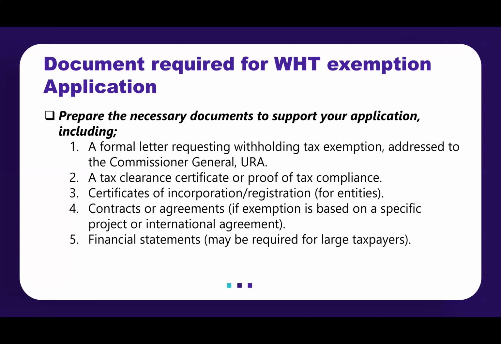So what is the procedure? What are the documents? The documents required for withholding tax exemption application include a formal letter requesting for withholding tax exemption addressed to the Commissioner General, a tax clearance certificate or proof of tax compliance, certificates of incorporation, registration, contracts or agreements, financial statements. So these documents are needed before you apply.